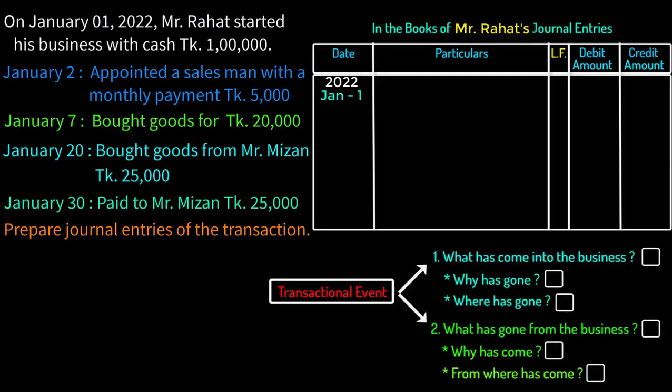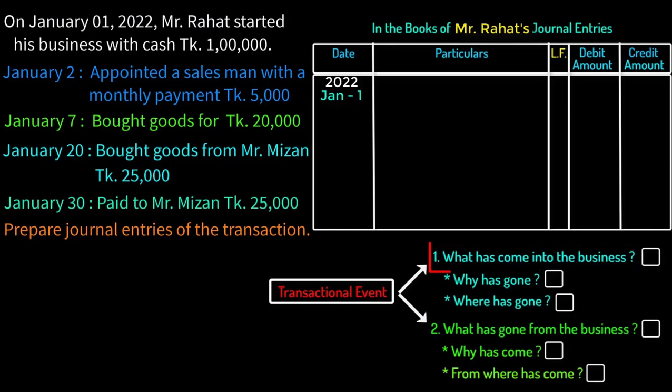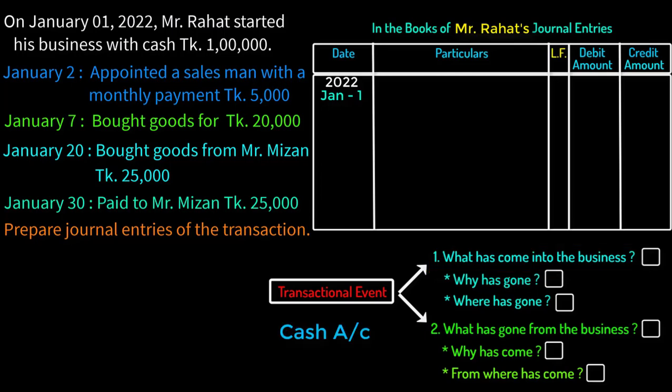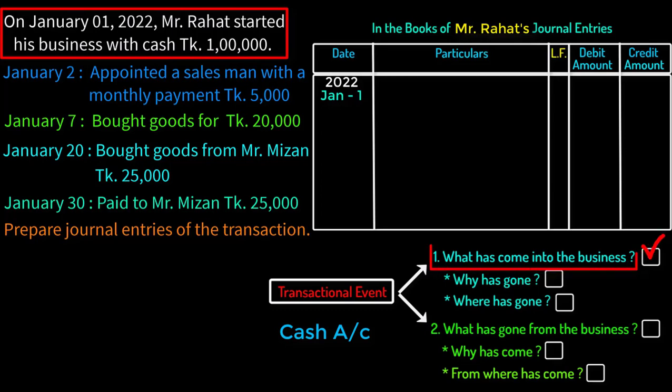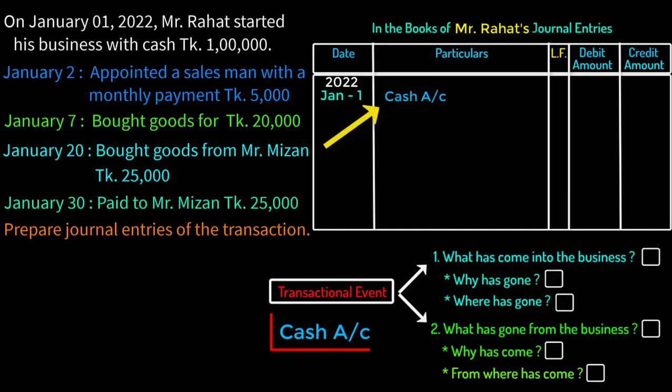For this you have to ask yourself these two questions. So ask yourself this question first. What has come to the business? The answer is cash. Why the answer is cash? Because Mr. Rahat started his business with this cash amount. So cash has come to the business. That means cash account is involved with this transaction. As you have got the answer of this question, you need not ask yourself these remaining two questions. Okay? Right here cash account.